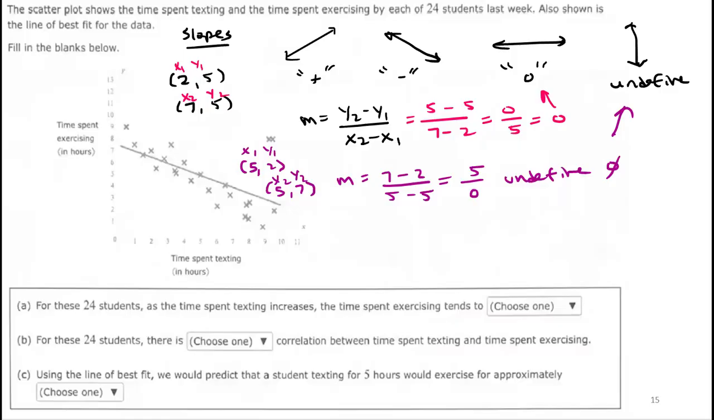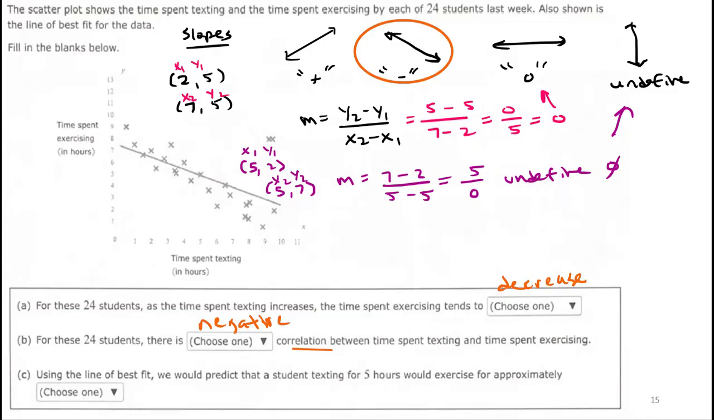Okay. So for the first one here, as the time spent texting increases, as we mentioned, the time spent exercising tends to decrease, right? The second one here, for these 24 students, there is a what kind of correlation? Well, remember, we write down our slopes. It's a negative correlation, right? This is a negative slope, so it'll be a negative correlation.